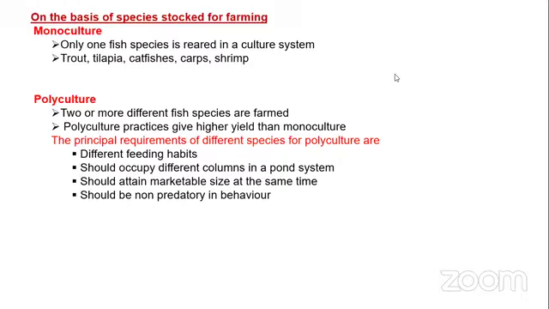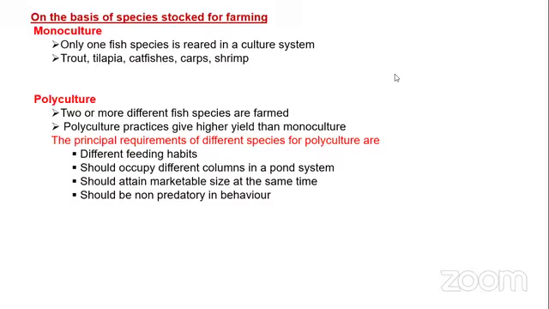Polyculture practices give higher yield than monoculture, obviously, because we are keeping two varieties with different food habits. In a pond, the food available is eaten up by the fishes, and hence they are not harming each other and are utilizing the food available in different corners. Naturally, both kinds of fishes are food fishes preferred by the consumer, and hence polyculture gives higher yield and good income to the farmer rather than monoculture.